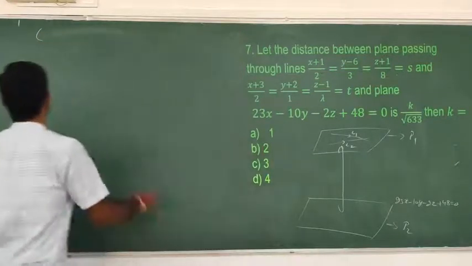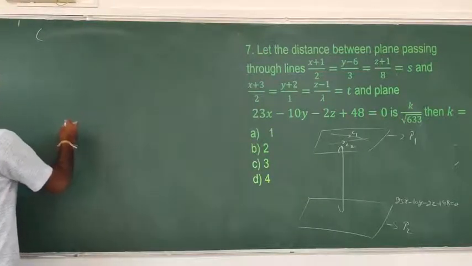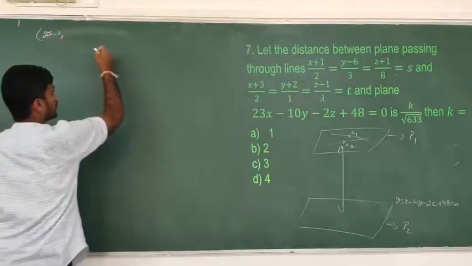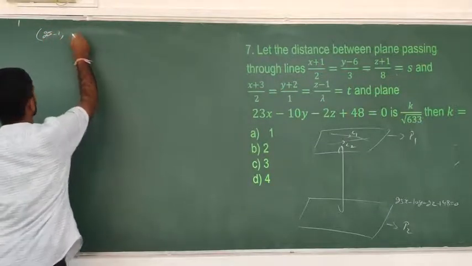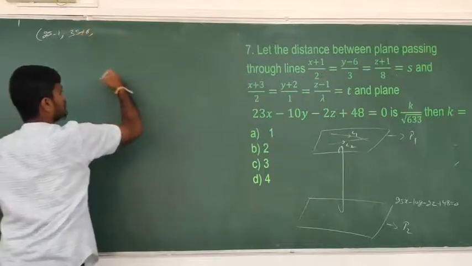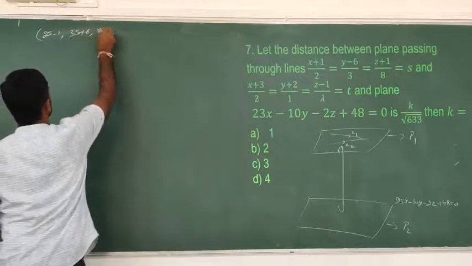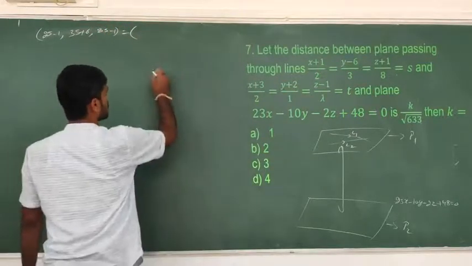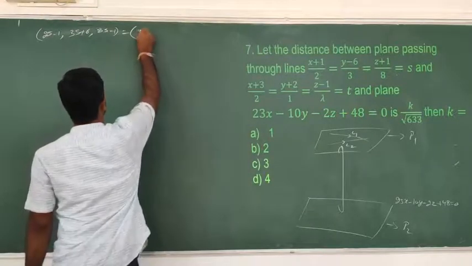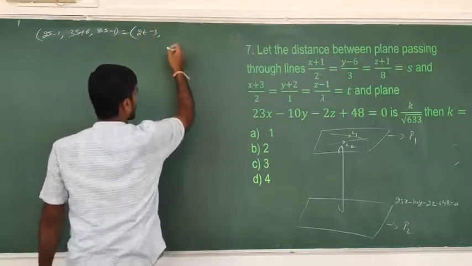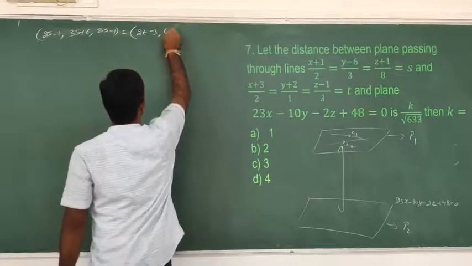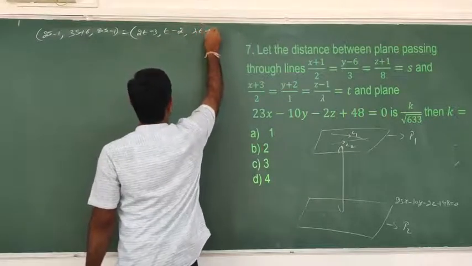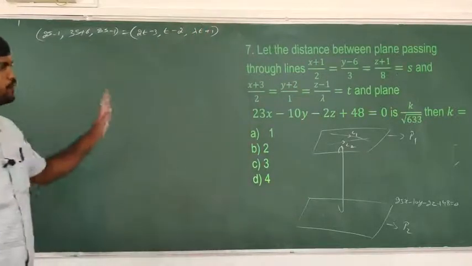So x plus 1 by 2 means x is equal to 2s minus 1, y is equal to 3s plus 6, z is equal to 8s minus 1. Here x is equal to 3t minus 2, y is equal to t minus 2, z is equal to lambda t plus 1. So first we just have to find the value of lambda.